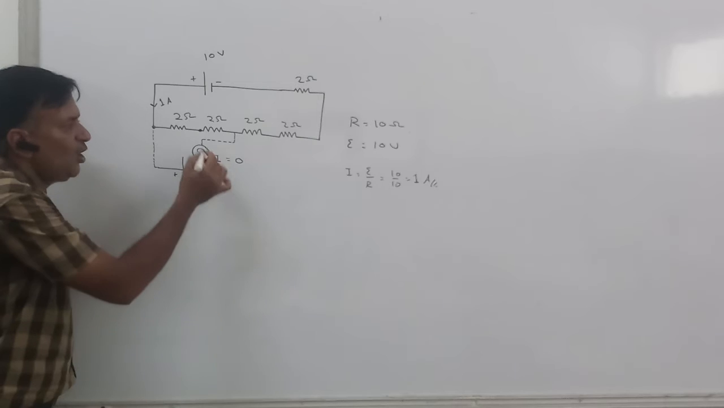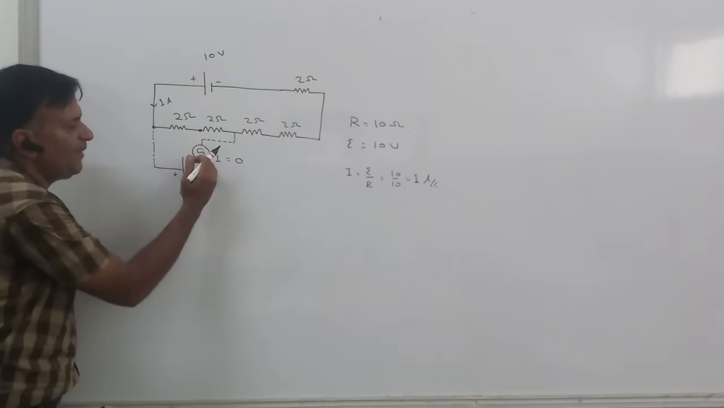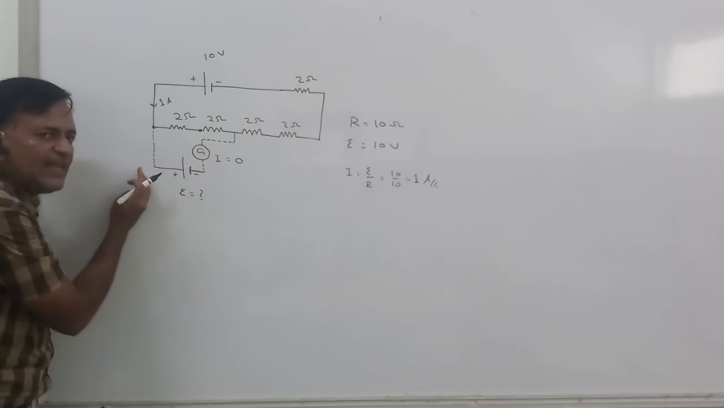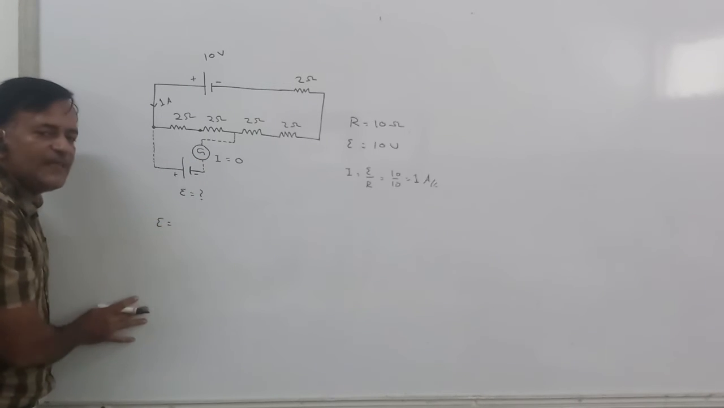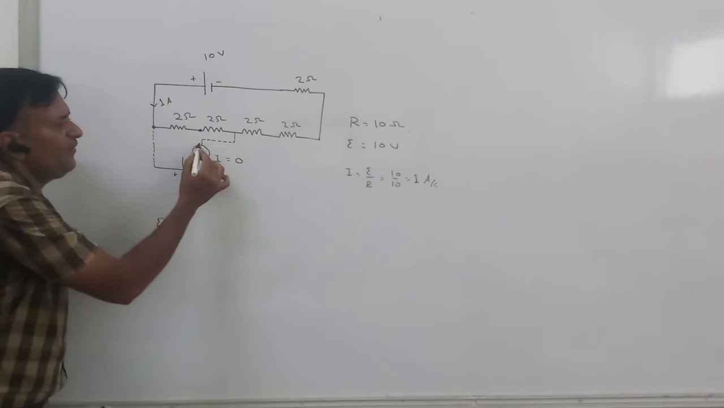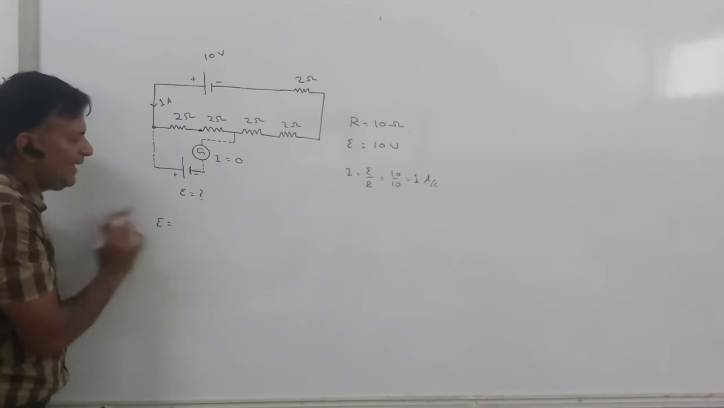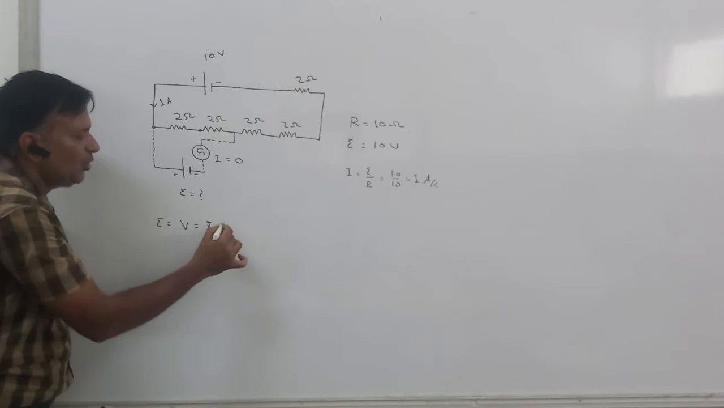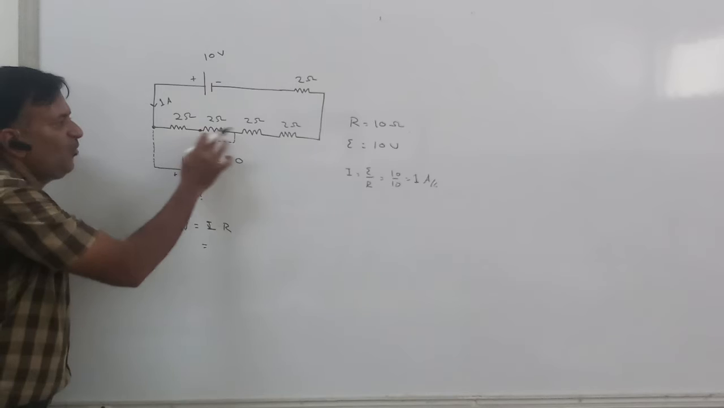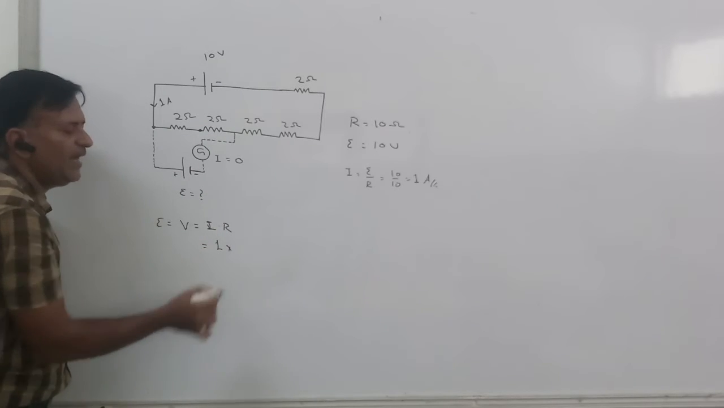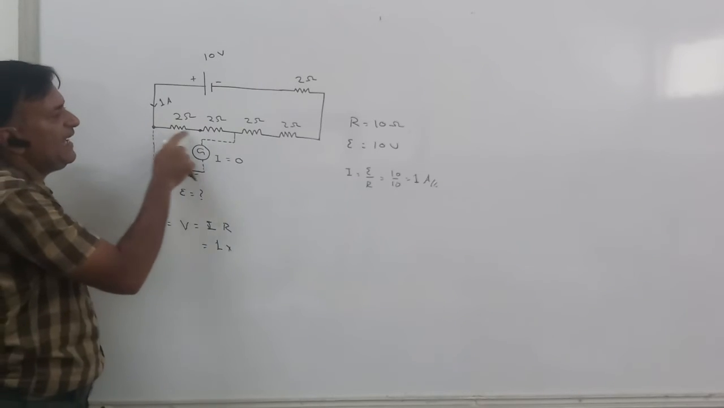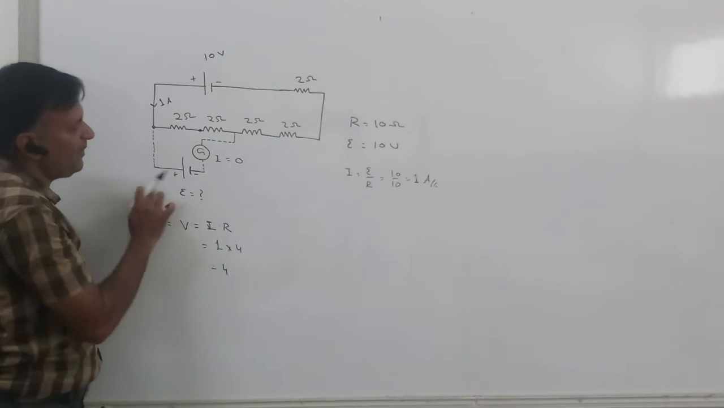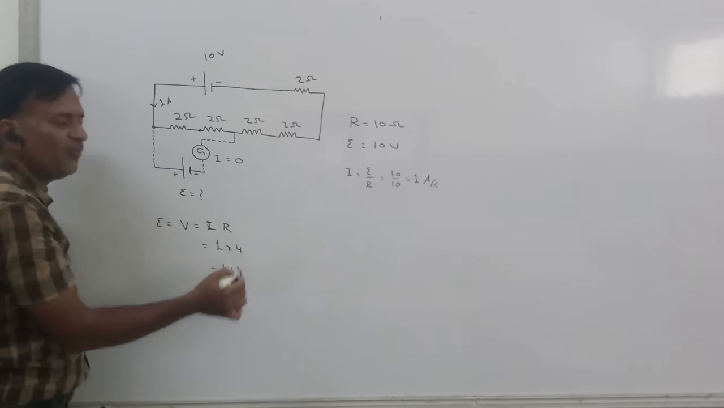What does this mean? Potential on this side of galvanometer and potential on this side of galvanometer are the same. What is potential on this side of galvanometer? It is equal to epsilon. What is the potential difference on the other side of the galvanometer? It is V, which is equal to I into R. What is the current flowing in this part? It is 1 ampere. What is the resistance from here to here? It is 4. So what is the EMF of this cell? It is equal to 4 volt.